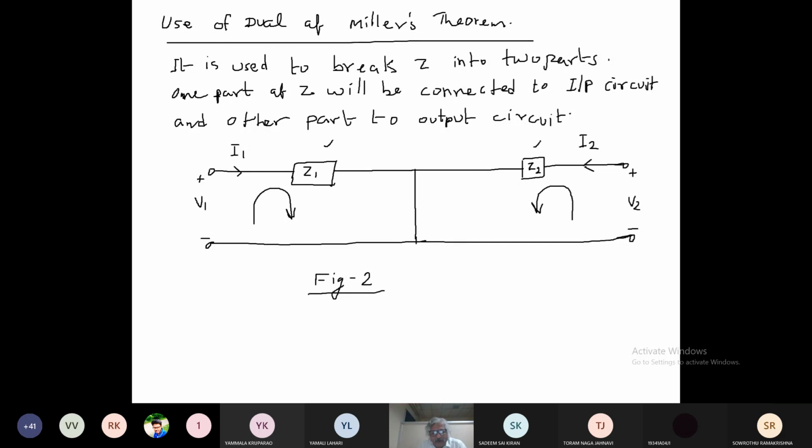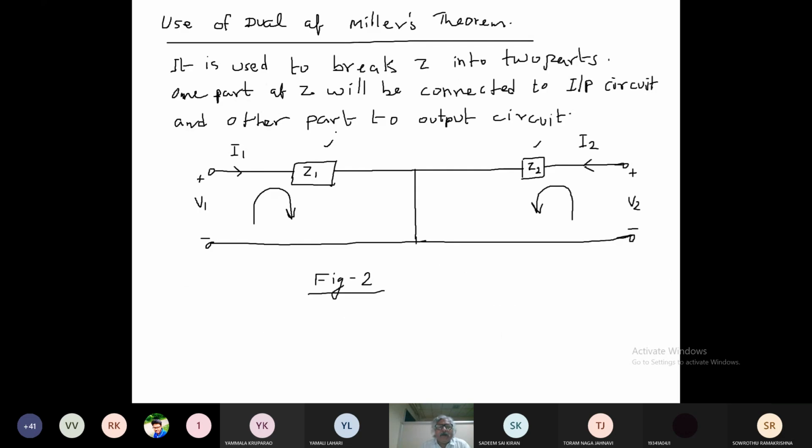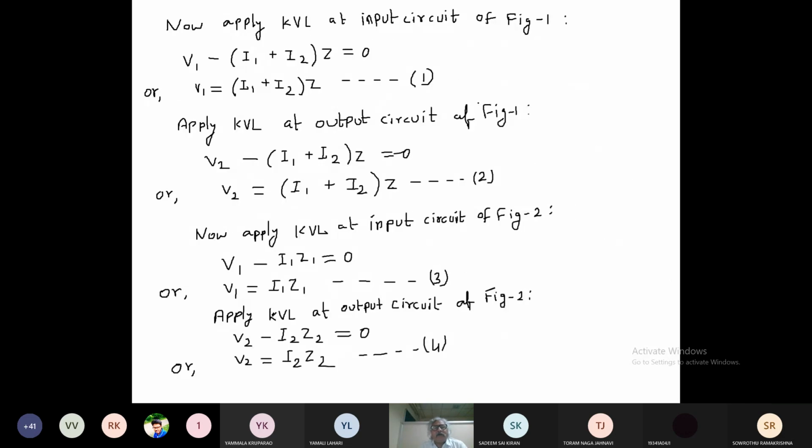In actual there is a circuit like this. There is an impedance Z which is connected common to the input and output port. And we have split it into two parts, Z1 and Z2. So if we are able to find out the value of Z1 and Z2, then we can replace Z1 and Z2 by those values simply, right? So for that, you just see here equation number 1 and equation number 3. So in 3, we are having the value of V1.